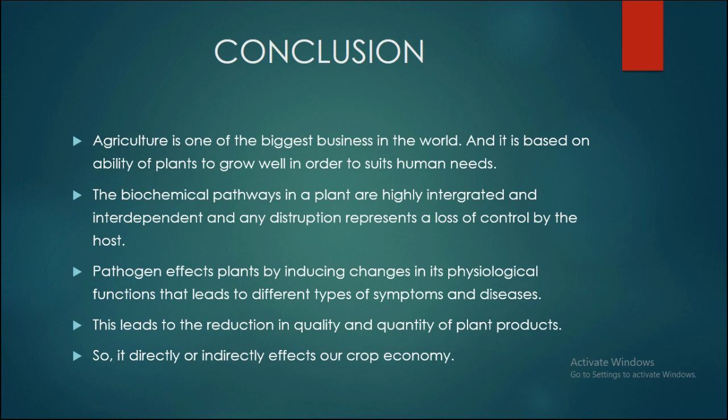In conclusion, human and animal survival depend on plant growth. Agriculture, the world's biggest business, is based on the ability of plants to grow and convert simple raw material to complex substances in order to suit human needs. The biochemical pathways in a plant are very highly integrated and interdependent, and any disruption represents a loss of control by the host. Even small and localized changes may have drastic consequences to the plant as a whole.